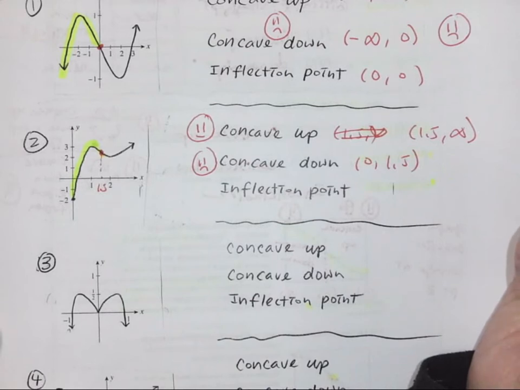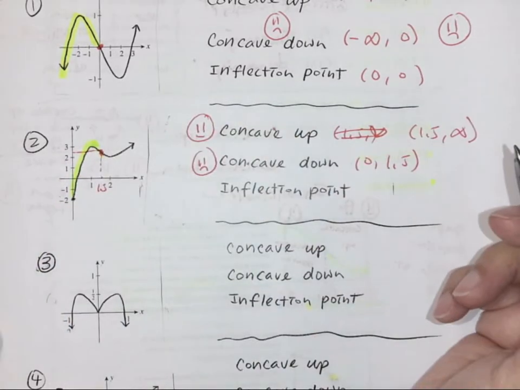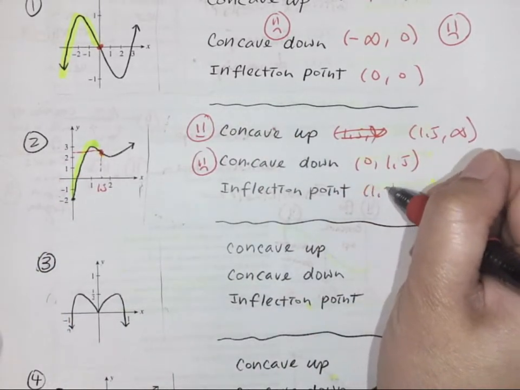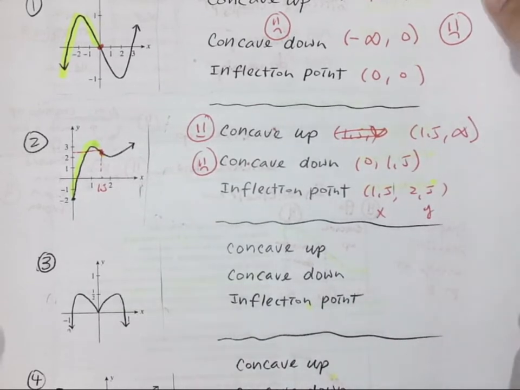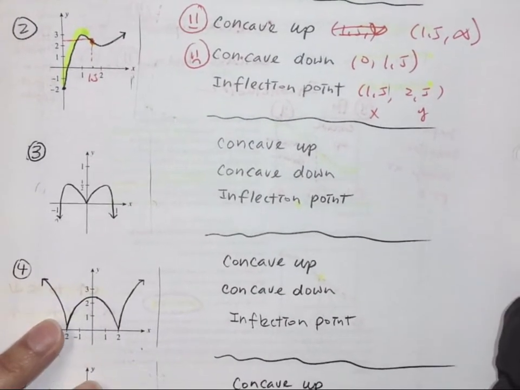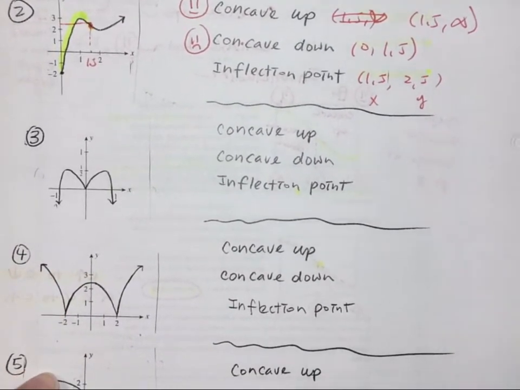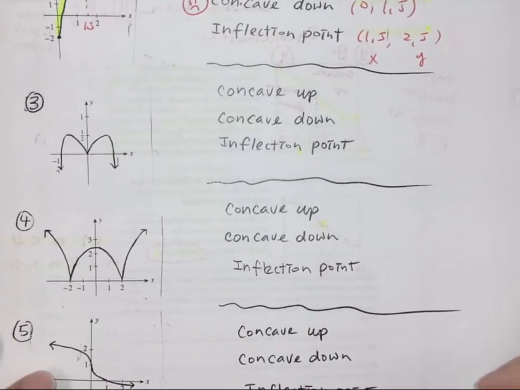So we're focusing on left to right in terms of x when we do increasing and decreasing, or concave up, concave down, right? And the inflection point is a point, so about here, so maybe 1.5 for x and 2.5 for y. Are we okay? So if you have a question, you can certainly email me. I would suggest you pause the video and try number 3 and number 4, and then you can turn it back on and we can check your answer.